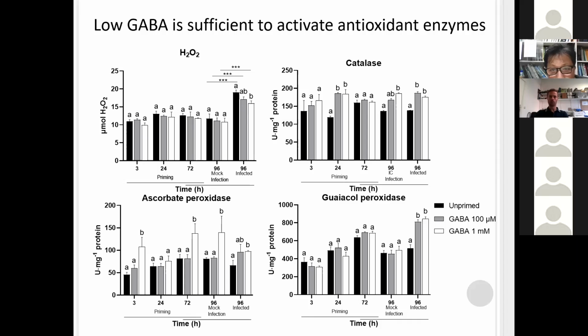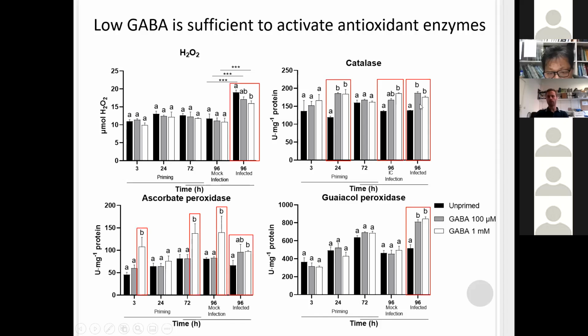In general, the hydrogen peroxide increases after botrytis infection, as it is a necrotroph that promotes cell death through the accumulation of reactive oxygen species. We also found that both concentrations of GABA were able to induce catalase activity and also ascorbate peroxidase activity, but not guaiacol peroxidase activity. But interestingly, when we infected the plants, all three enzymes, catalase, ascorbate peroxidase, as well as guaiacol peroxidase, were activated significantly in the pre-treated plants compared to the control.